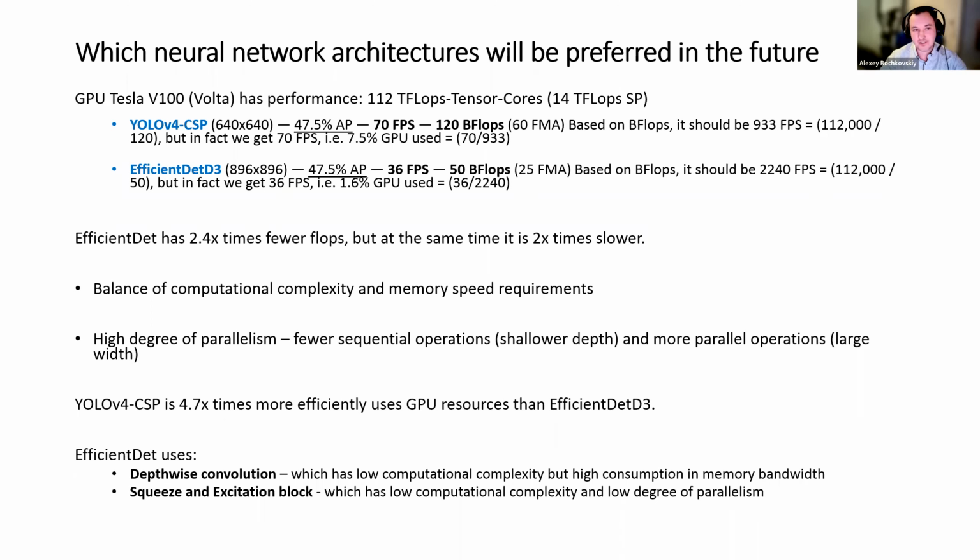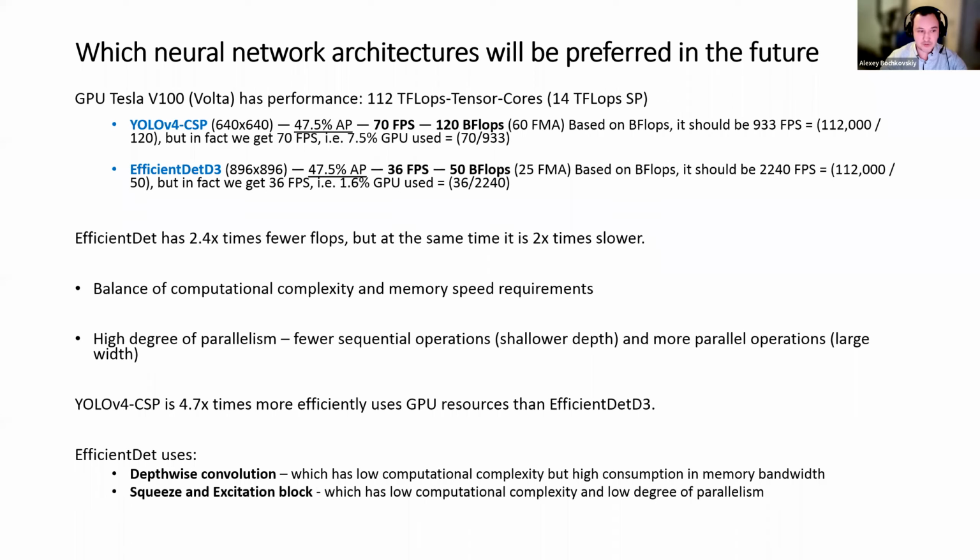And which neural network will be preferred in the future? For example, let's look at these two neural networks, YOLOv4 CSP and EfficientNet-B3. They have the same accuracy, but EfficientNet has 2.4 times fewer FLOPs, but at the same time, it is 2 times slower. So it's very strange. EfficientNet has lower FLOPs, but lower speed.